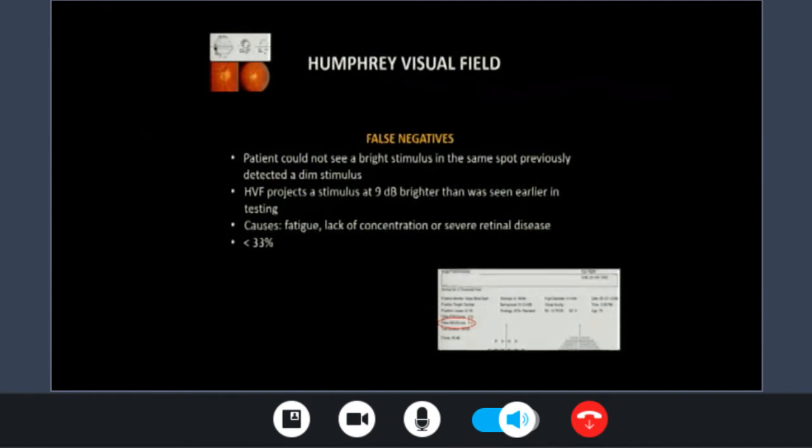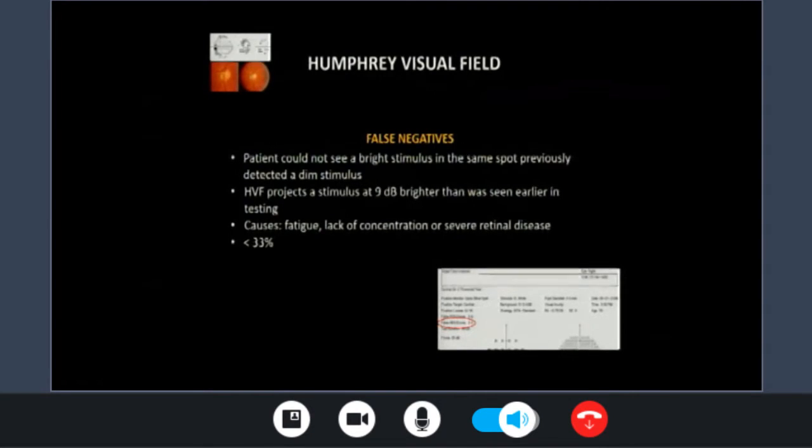So if I present to a patient a stimulus at location Z, for example, and this stimulus is 20 decibel, then I give him again a stimulus after a while, and this stimulus is 10 decibel. So I gave him 20, then I gave him 10. So the 10 is brighter or dimmer? It's brighter. So if the patient doesn't see the 10, this is labeled as false negative. It doesn't make sense that the patient saw a 20 decibel stimulus and did not see a 10 decibel stimulus at the same location.